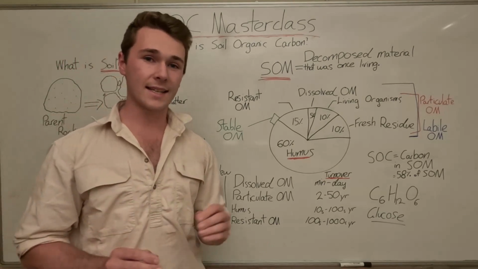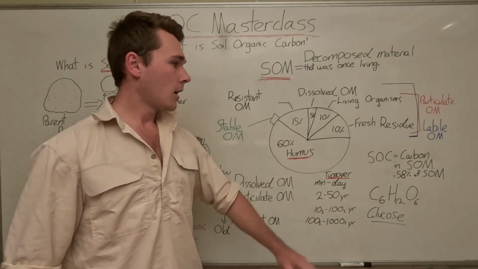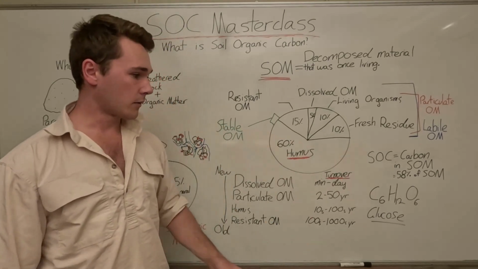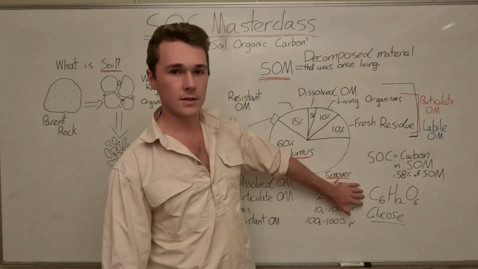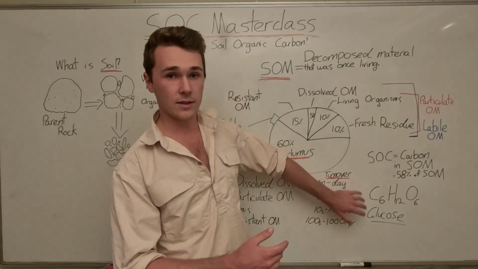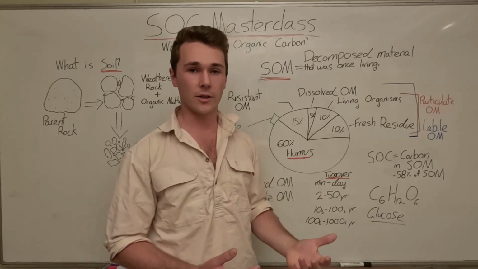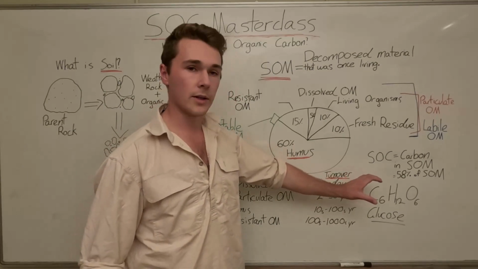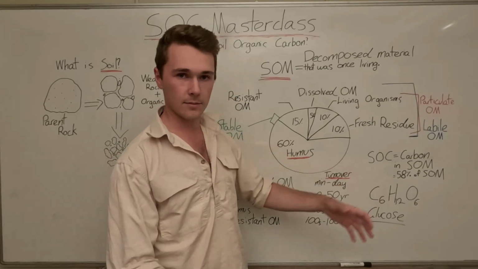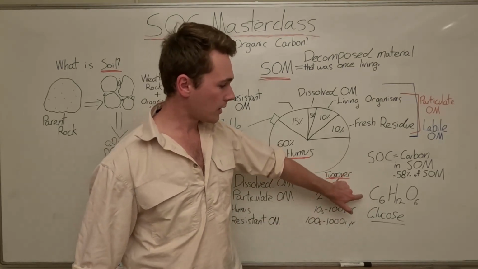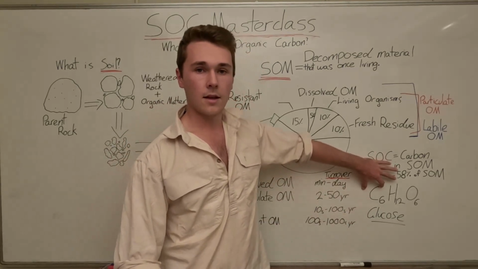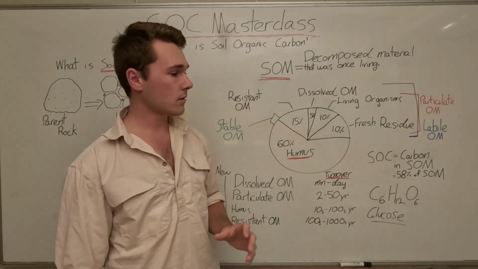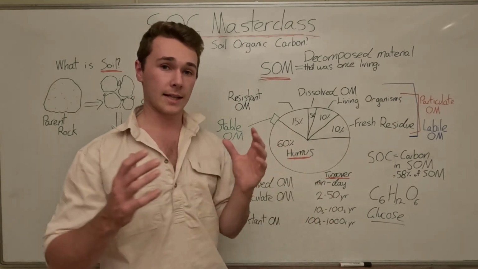If we want to talk about soil organic carbon, which is I guess why we're all here, it's simply just the carbon component of soil organic matter. So if we think of glucose, for example, glucose is C6H12O6, so there's 6 parts carbon, 12 parts hydrogen, and then 6 parts oxygen. If this whole thing is soil organic matter, so if that is in our soil, only this carbon is considered in the mass of our soil organic carbon. So typically it's about 58% of our soil organic matter is soil organic carbon.